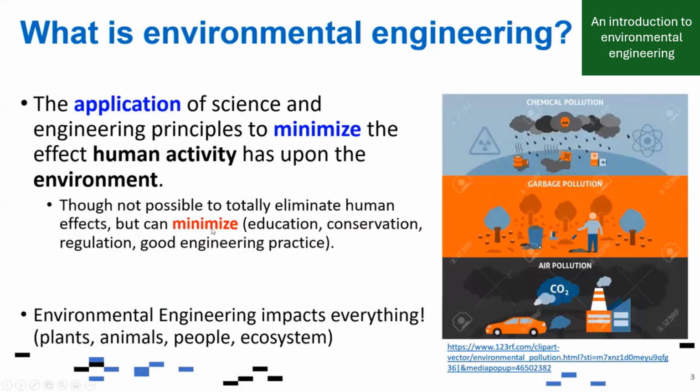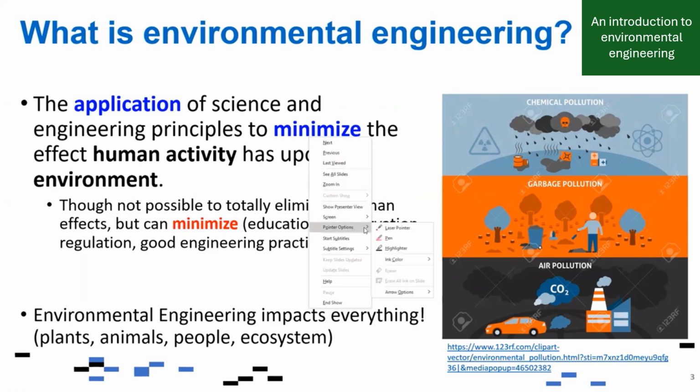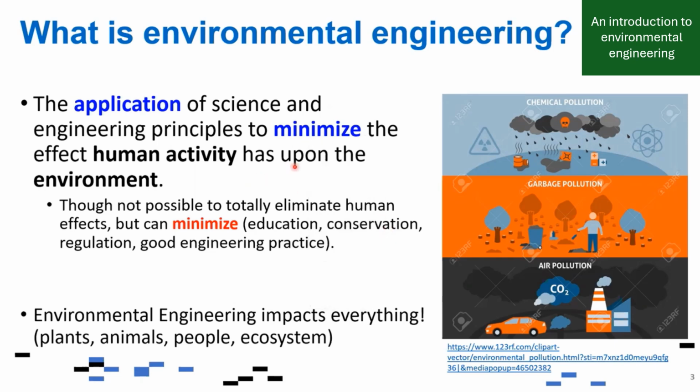So the keyword is application. When we do engineering, it's basically the application of science, of the things that we're learning, the science and engineering principles to minimize the effect of human activity. And when we say effect of human activity, anthropogenic effect, basically we are talking about mostly in what term? What is this effect? This is pollution, all right? So mainly we are talking about pollution because human activity are the ones actually damaging the environment in most cases, all right?